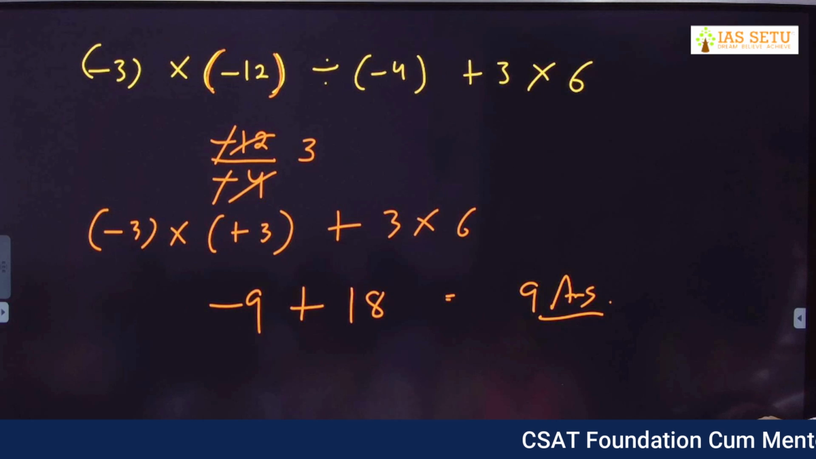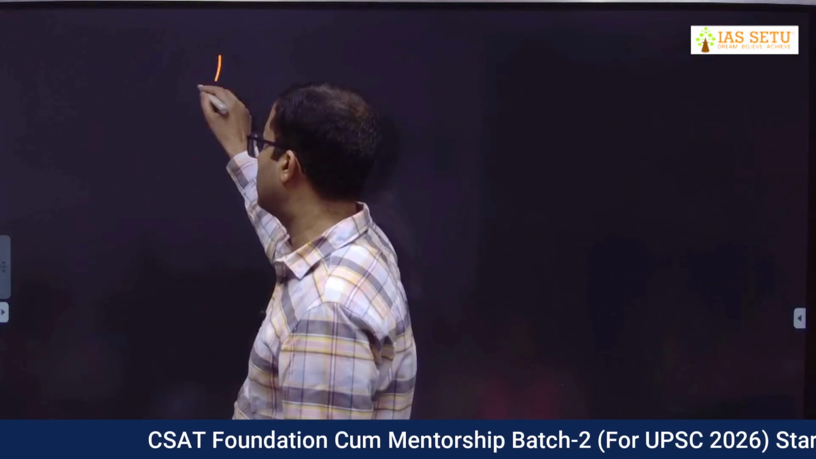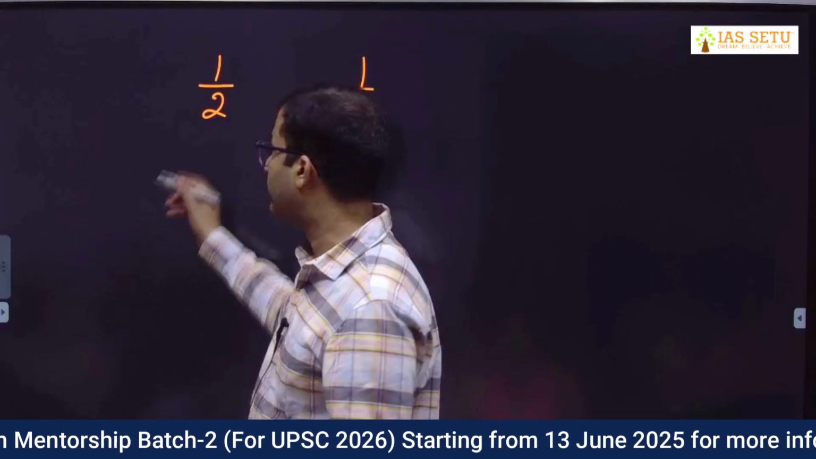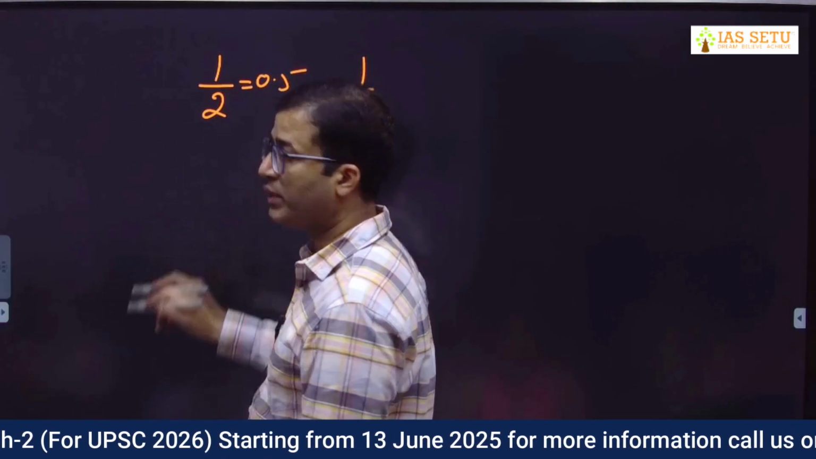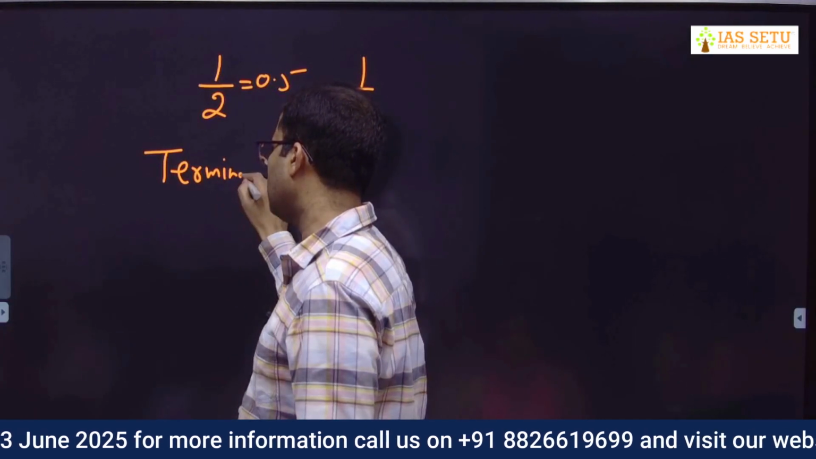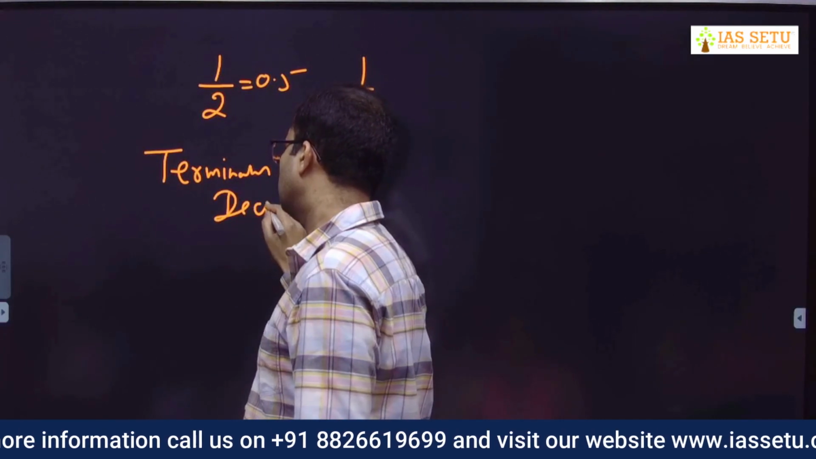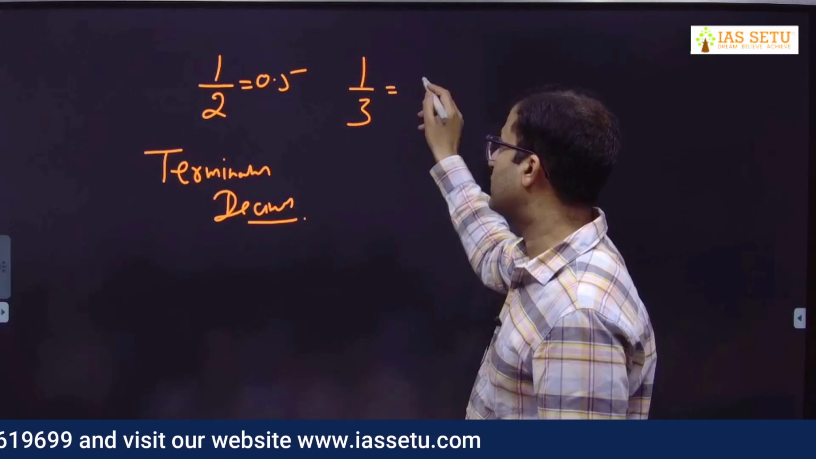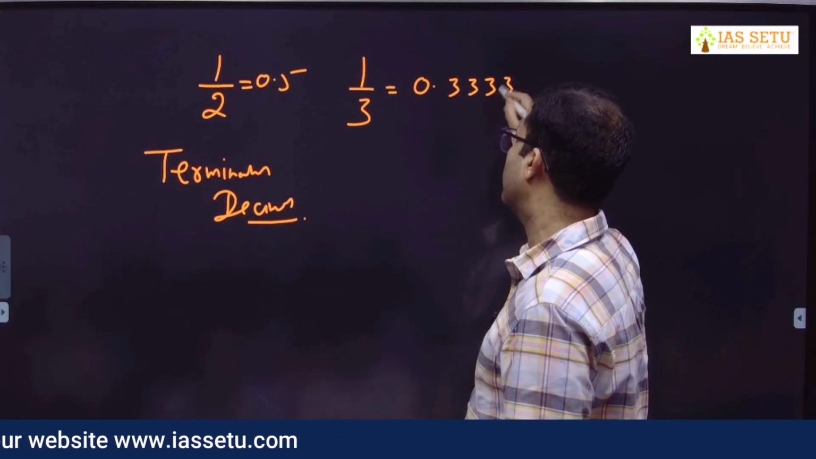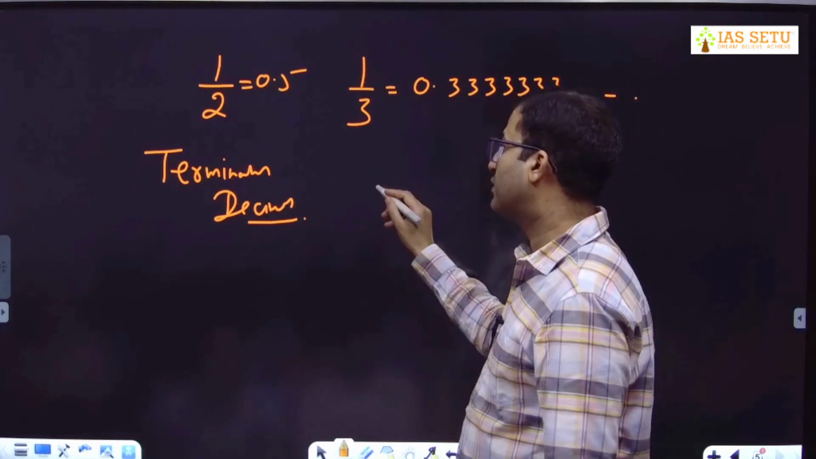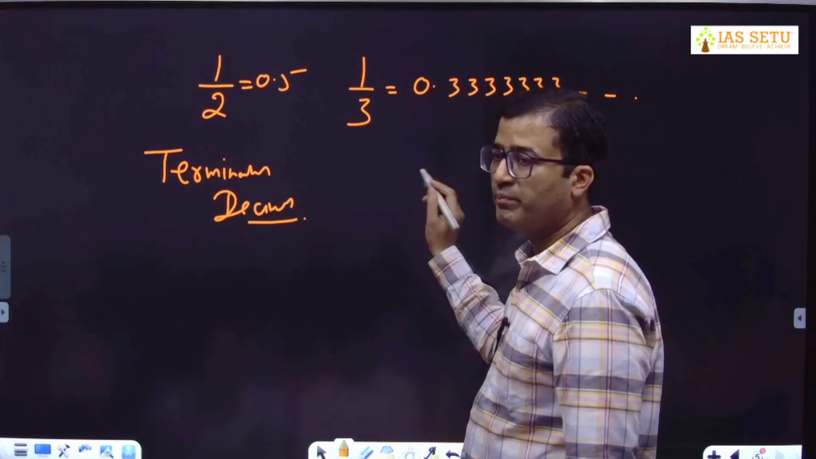Day before yesterday, I told you we have two types of fractions. One is 1 by 2, one is 1 by 3. What is 1 by 2? When we convert it to decimal, it is 0.5. These are called terminating decimals. Whereas what is 1 by 3? 0.33333333. These are called non-terminating but repeating.